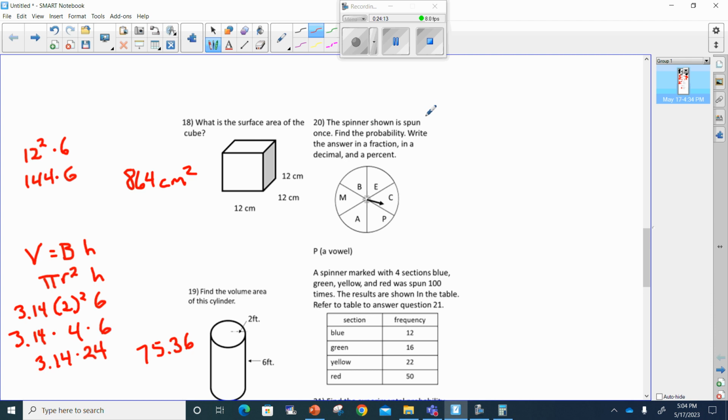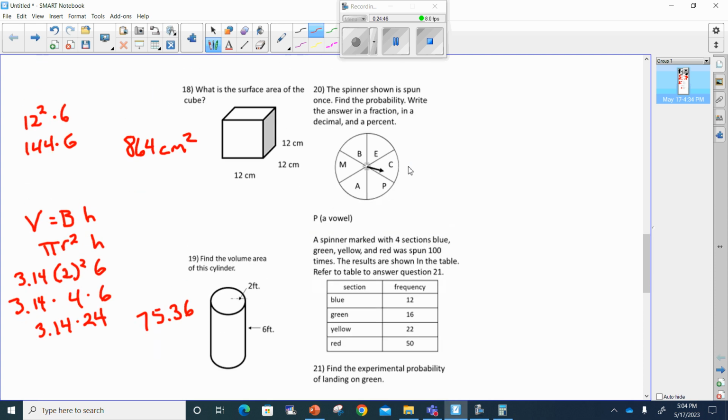The spinner shown is spun once. Find the probability. Write an answer as a fraction, in decimal form, and in a percent. So the spinner is spun once. Find the probability. Write the answer in a, doesn't really say, oh, here we go. P, the probability of a vowel.